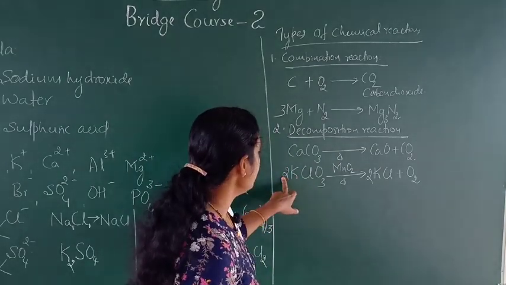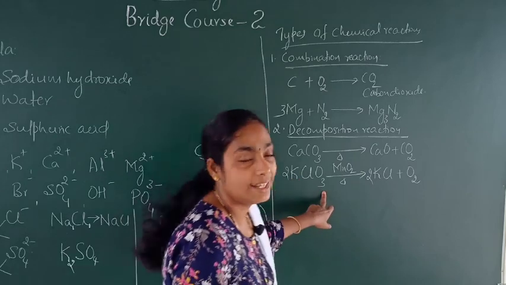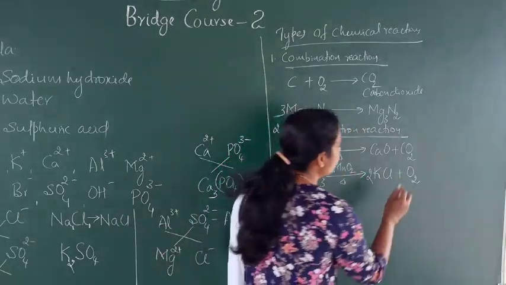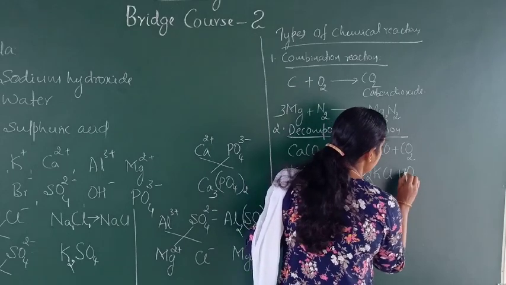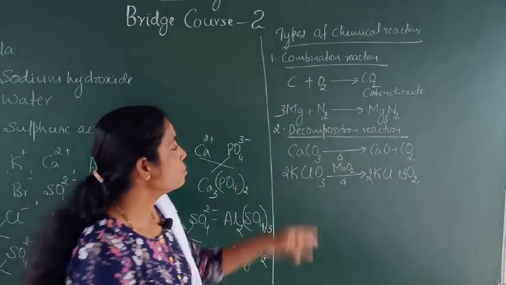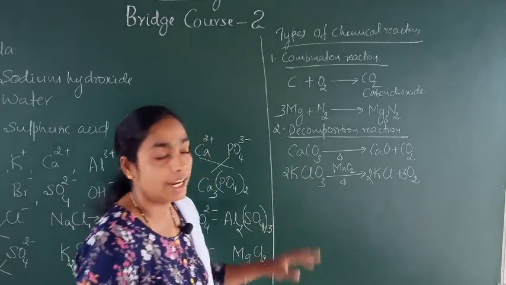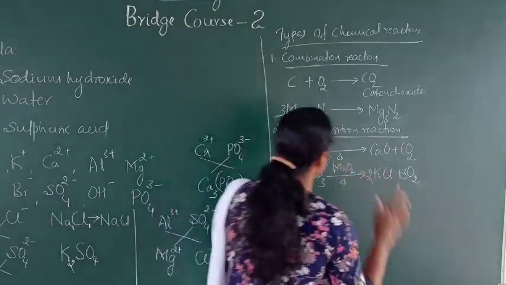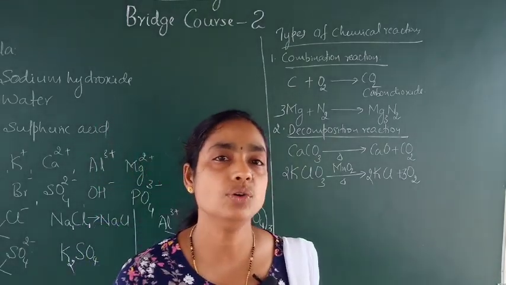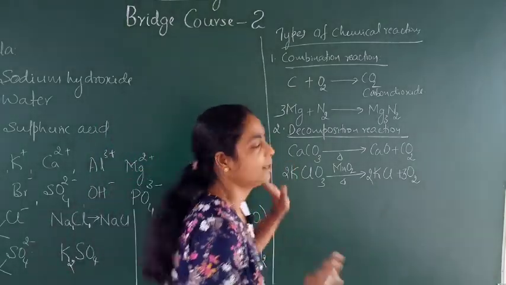Now we have to balance the number of oxygen atoms. On the left hand side, that is the reactant side, totally 6 oxygen atoms are there. On the right hand side, only 2 oxygen atoms are there. To balance this, I have to write 3 oxygen molecules. So, the decomposition reaction is a reaction during which the breakdown of compound into smaller fragments takes place.